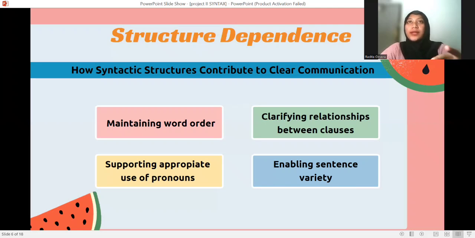And the last one is enabling sentence variety. Mastery of syntactic structure enables individuals to utilize various sentence styles like declarative, interrogative, exclamatory, and imperative sentences. This variety encourages communication, allowing for more dynamic and engaging expression.